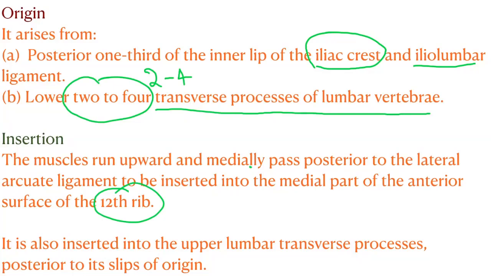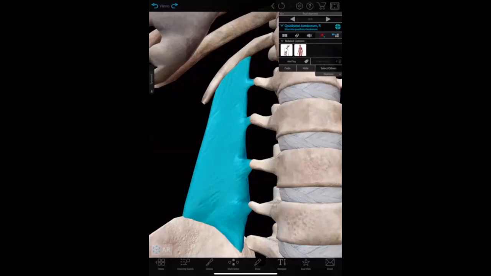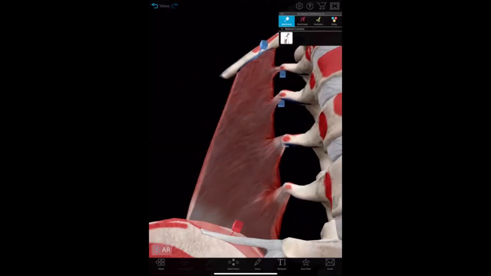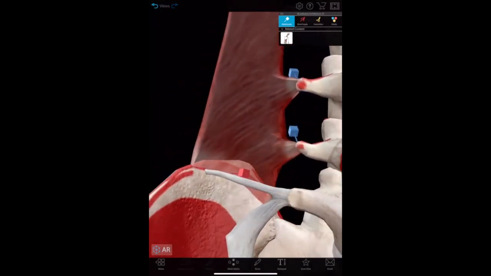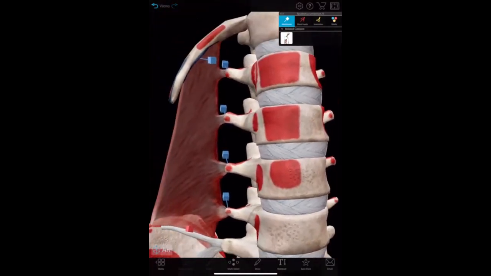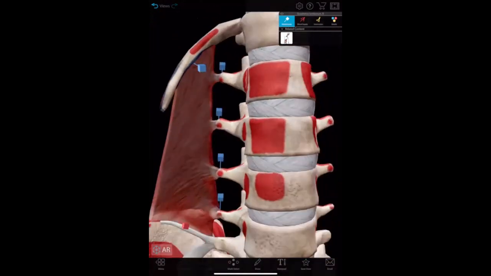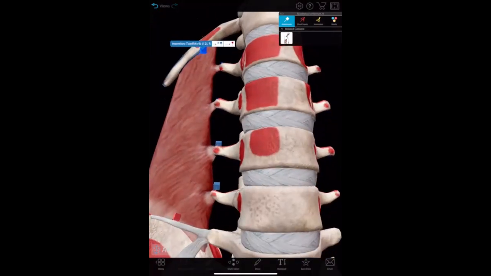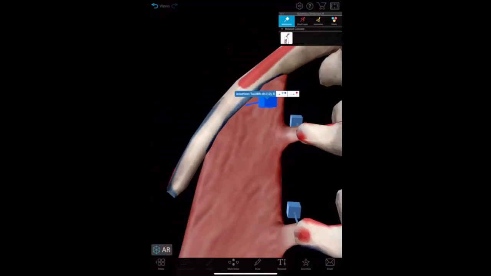That means, if you see the muscle, here in red it is arising from the iliac crest and lower 4 transverse processes, and inserting onto the 12th rib, right? Okay, that is the insertion point. See, 12th rib. So the muscle originates from the iliac crest and is inserted onto the 12th rib.